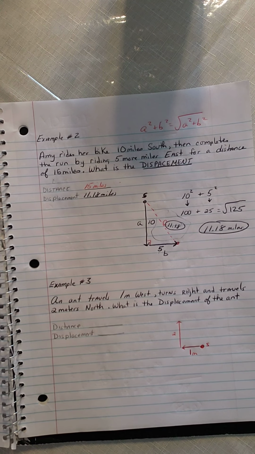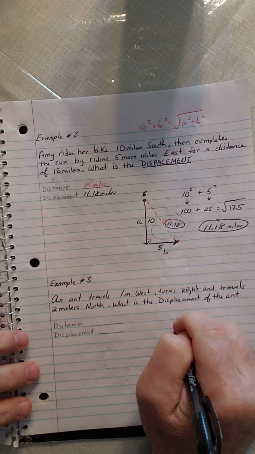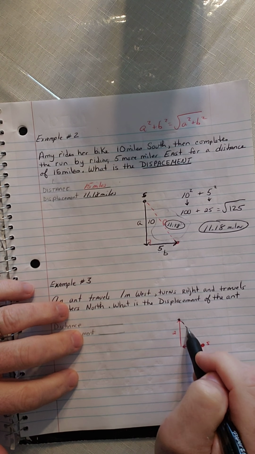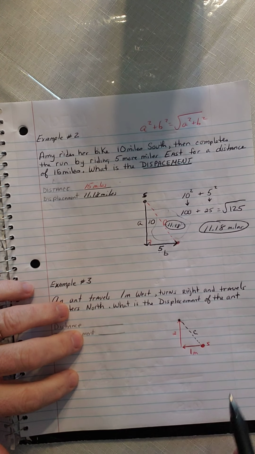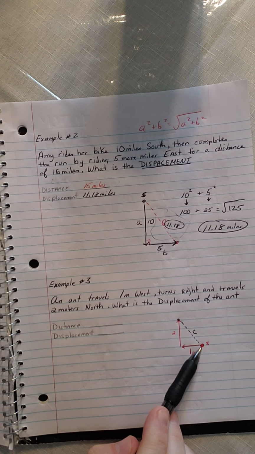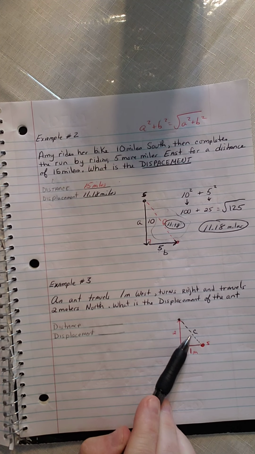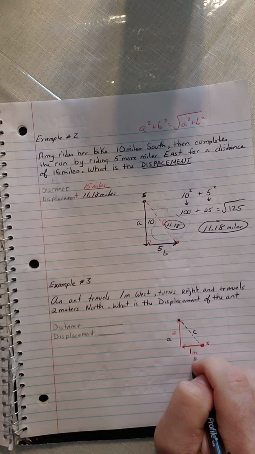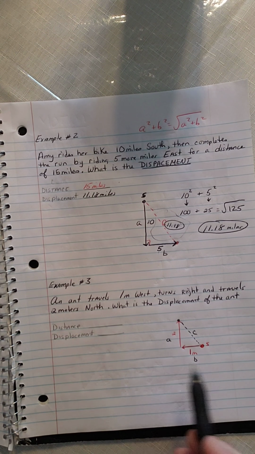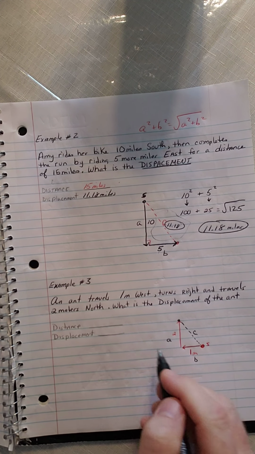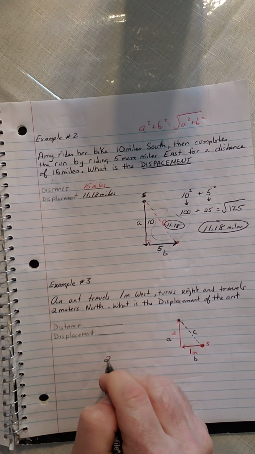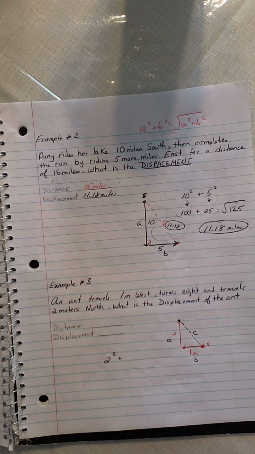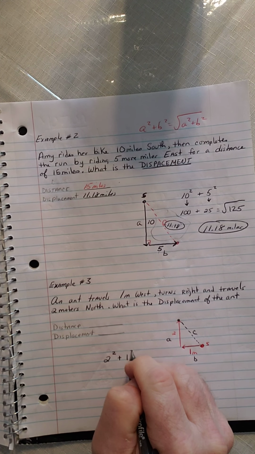Okay, so there's the distance traveled by the ant. So I'm asking you right now, what is my displacement line? That's right, it's the distance between the start and the finish. So we want to calculate the black dotted line with our displacement formula. First I'm going to label A and B for my vectors. So A squared is 2 squared, 2 is my A, and then B is 1 squared.